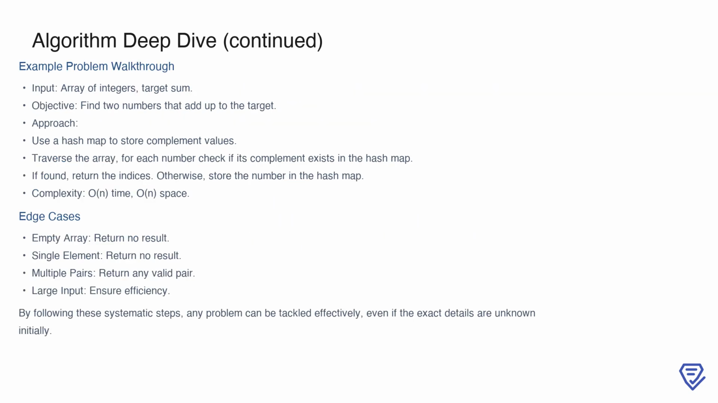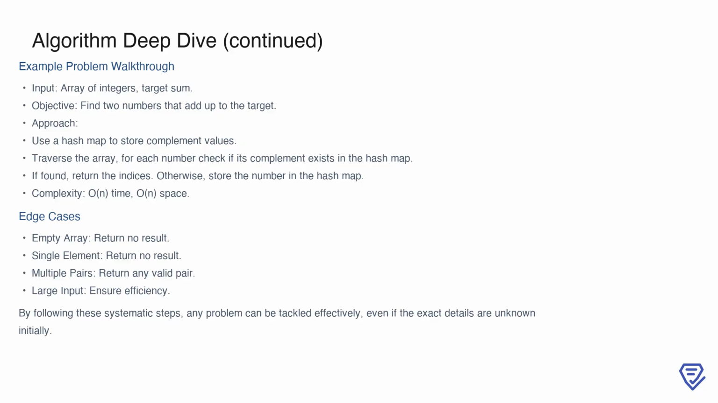To illustrate these concepts, let's walk through a classic example problem. Suppose we're given an array of integers and a target sum, and our goal is to find two numbers in the array that add up to the target. A highly efficient approach involves using a hash map to store complement values.